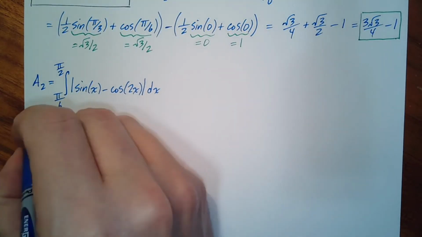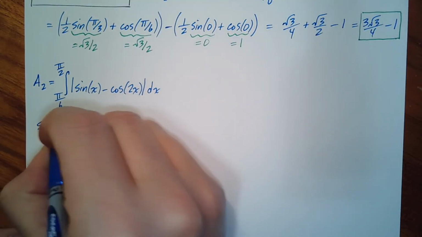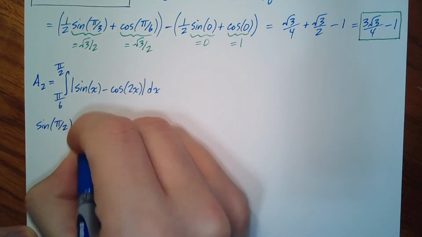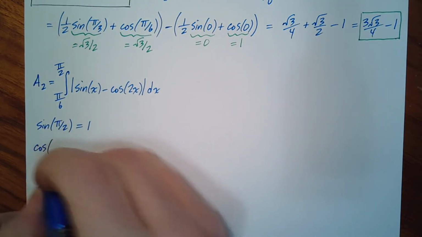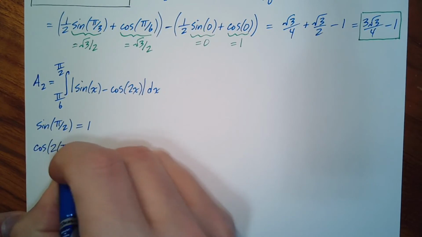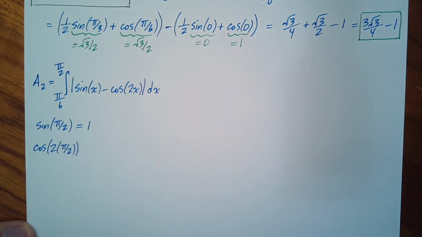So let's do that. Sine of pi over 2, well, that's going to be equal to 1. If I plug it into cos of 2x, I'm going to have cos of 2 times pi over 2. Well, it's just cos of pi.